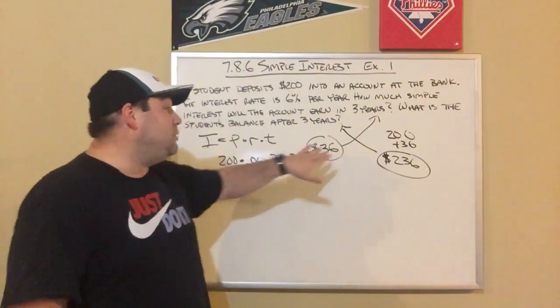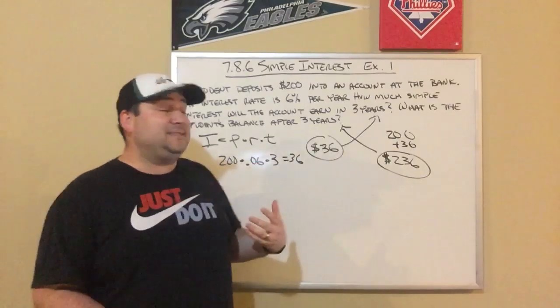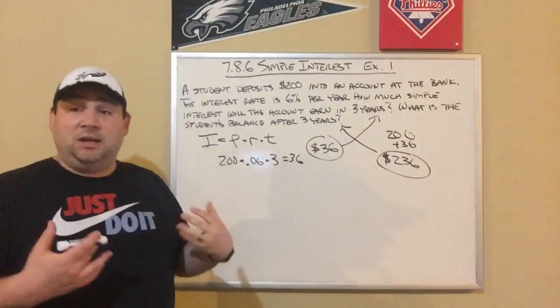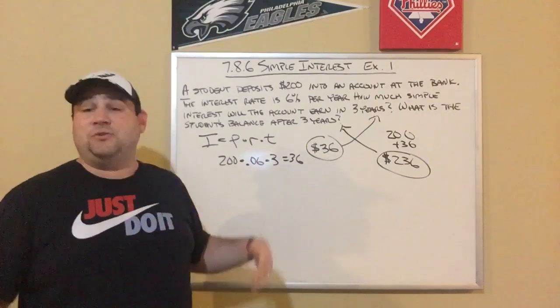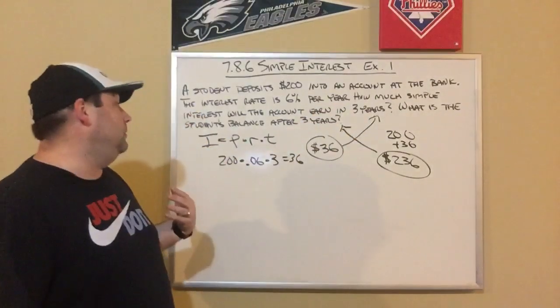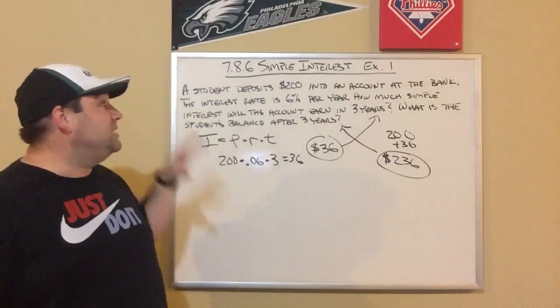Normally the questions I give you are going to ask for the final balance or the total amount owed, and that's going to be where you have to take the interest and add it back to the principal. But you always need to pay attention. If a question's just asking for the interest, you do this formula, you're done. If it's asking for the final balance or the total amount owed, that's where you add it back to the original amount, to the principal.